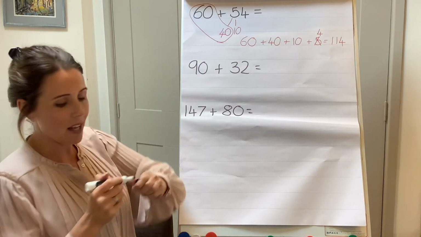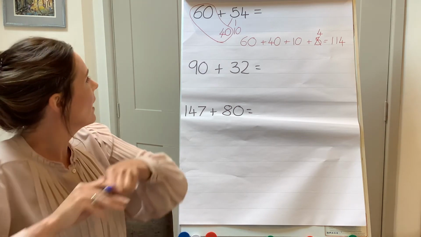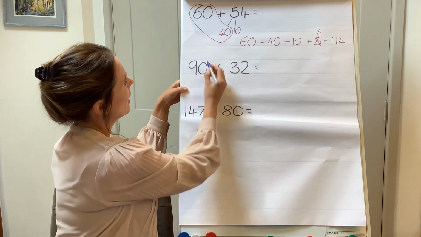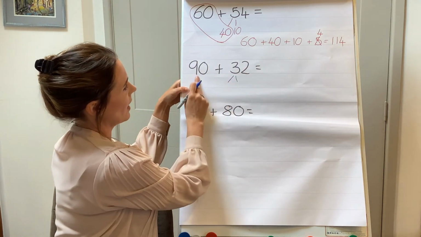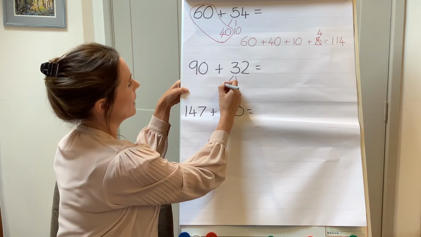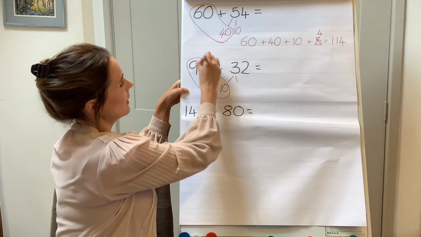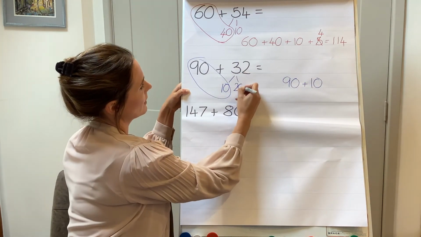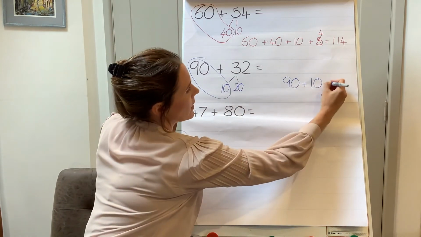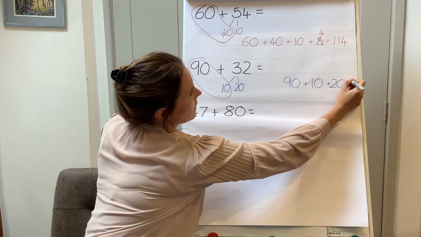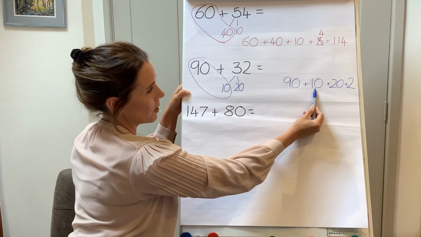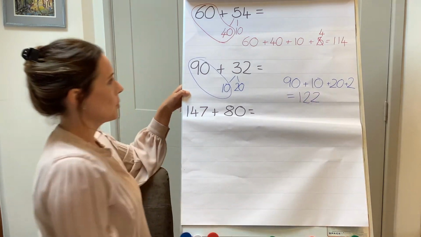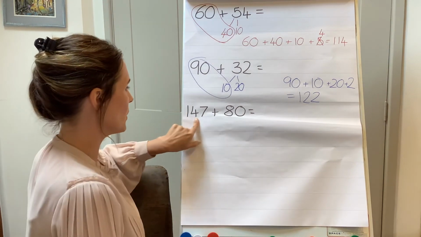Okay, so 90 add 32. What we can do again, when trying to find a number that goes together, is partition this up into tens, so we can have 9 and 1 go together to make 10, so 90 and 10 go together. So 90 and 10 will make 100, then what's left is 20, add on 20, then add on the 2. So 90 and 10 is 100, 120 is equal to 122.